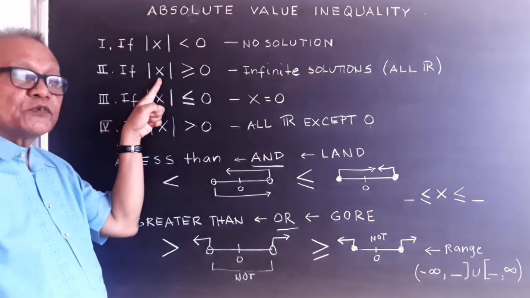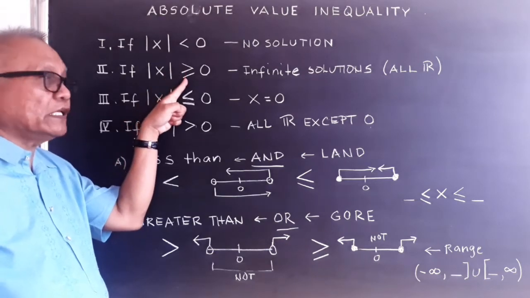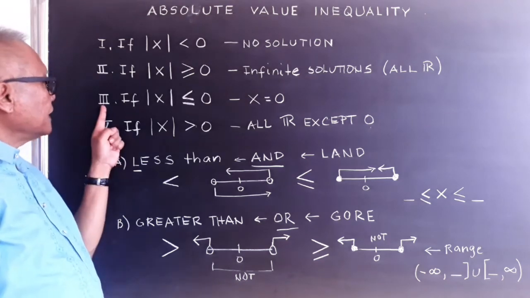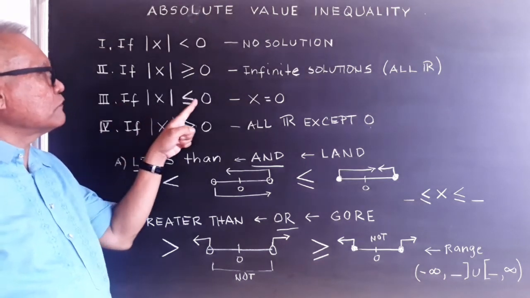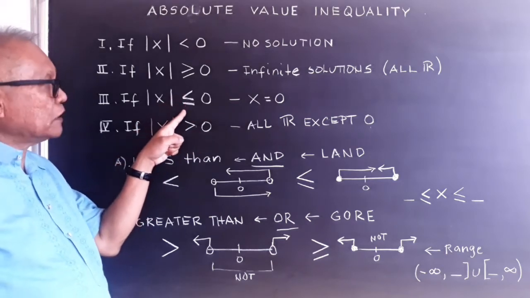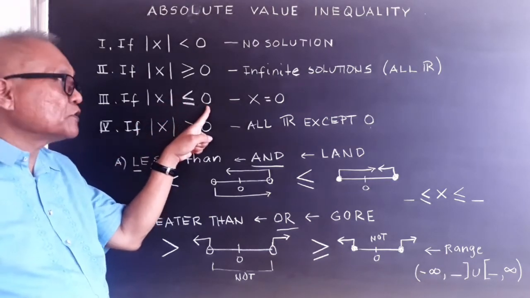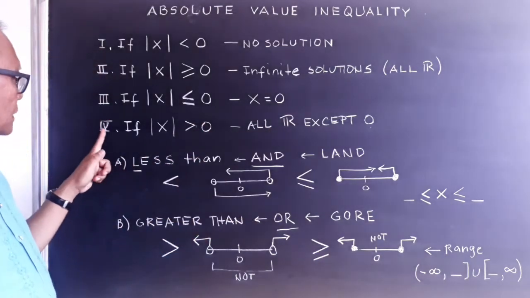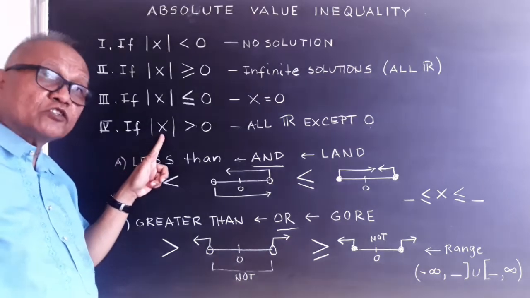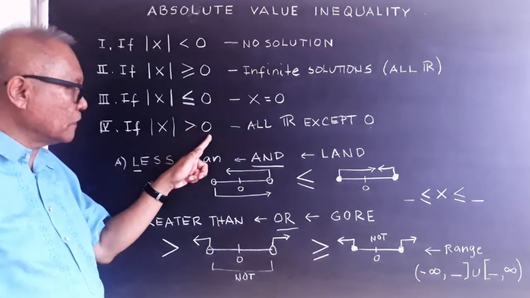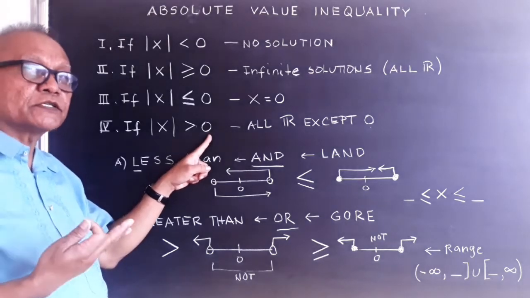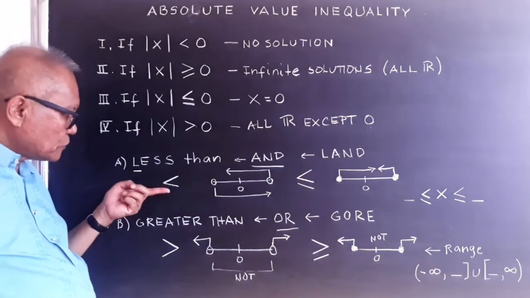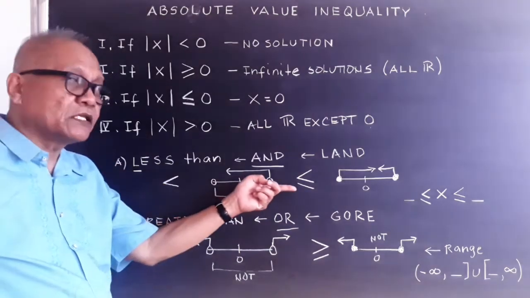If our absolute function is greater than or equal to 0, we have all real numbers. Third, if the absolute function of x is less than or equal to 0, then we have only one solution for x, and that is 0. Last one: if the absolute function of x is greater than 0, then we have all real numbers except 0.